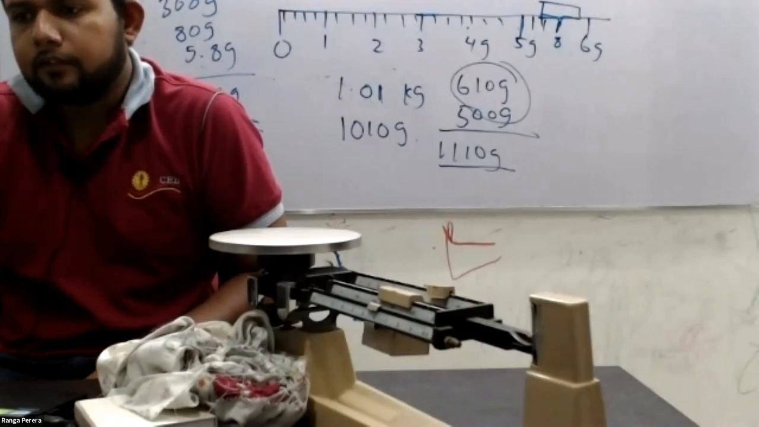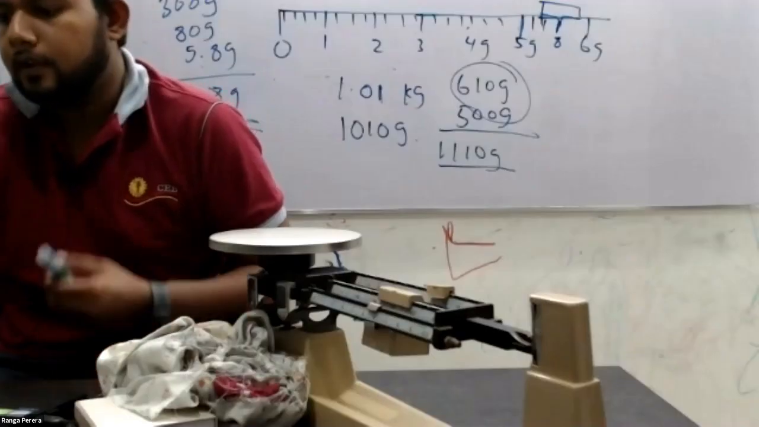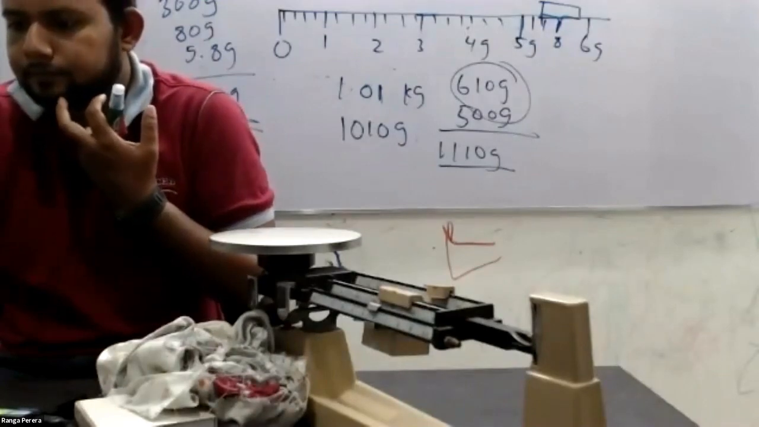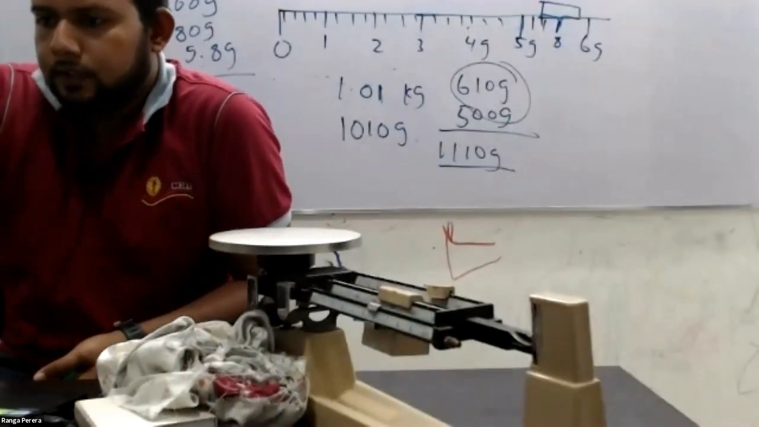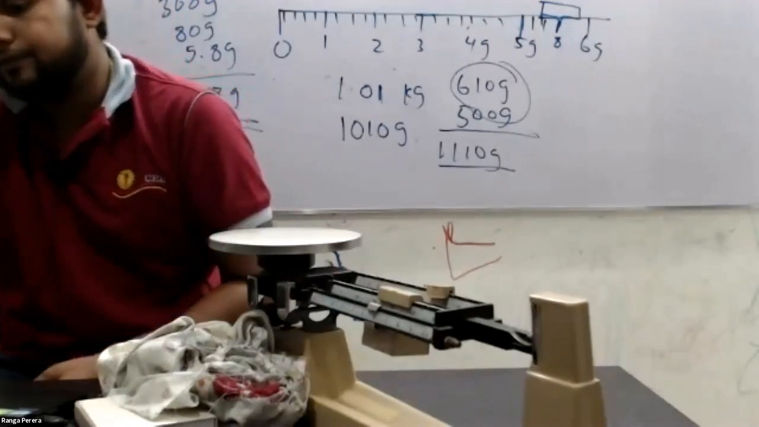Beam, I explain. Someone is asking me what the beam is. This is the beam. This is the main beam. You can see that it's a beam. And again, these are three beams which are included with the masses. That's why we call it a triple beam. Is it clear? Right. Fine.